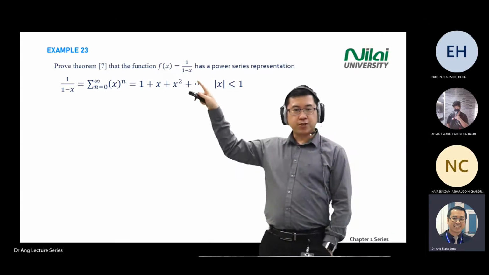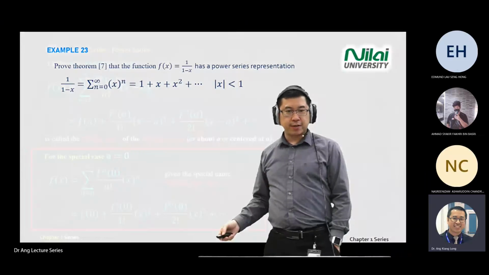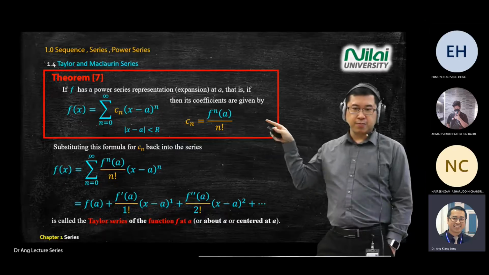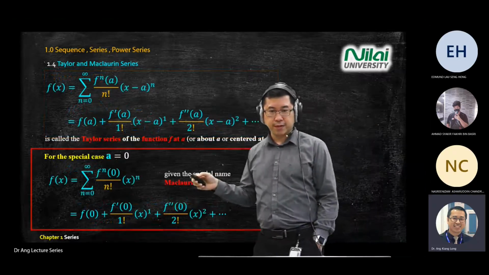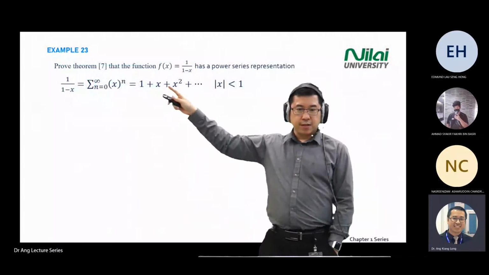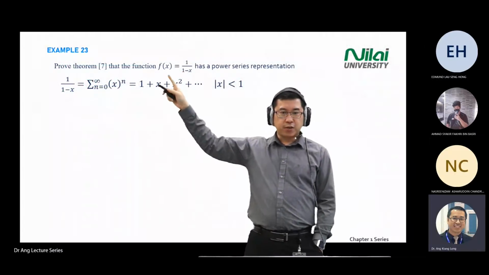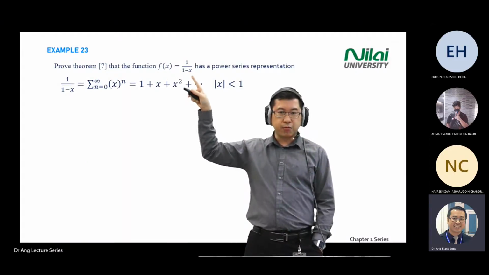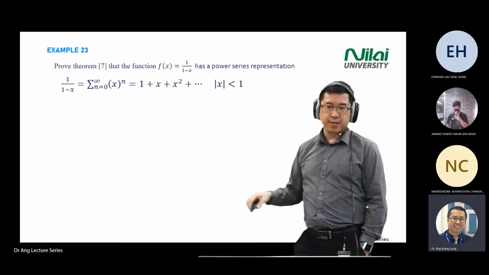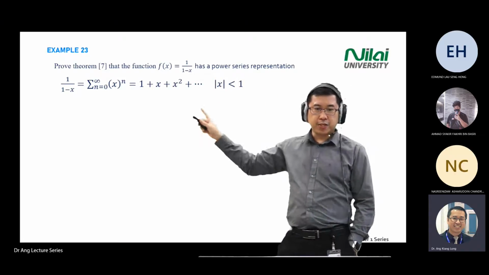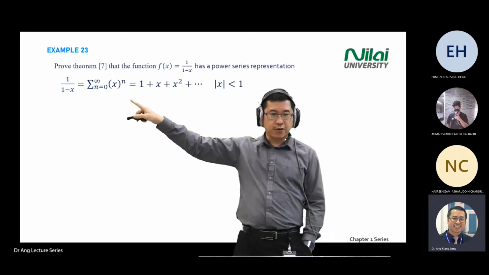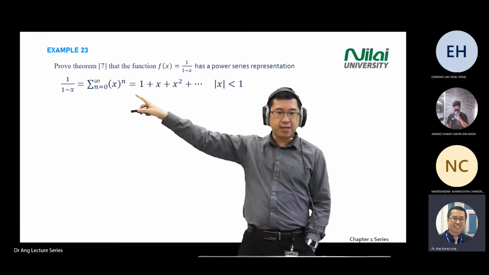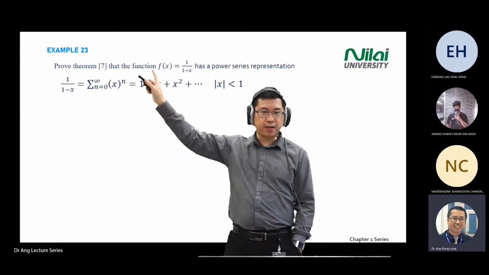Now, proof. This question asks you to prove Theorem 7. Theorem 7 means this box, or the Taylor series box. The function f(x) equal to 1 over 1 minus x. Again, when you see this, it means power series. It has a power series representation given by this one. So 1 over 1 minus x equals the sum, and again, you see what is the lower limit? n equals 0. You start from 0 until infinity.